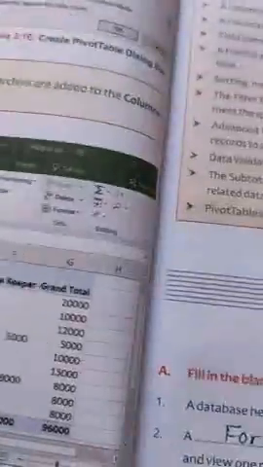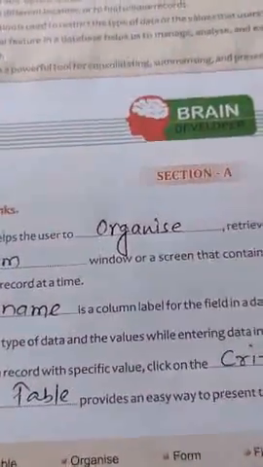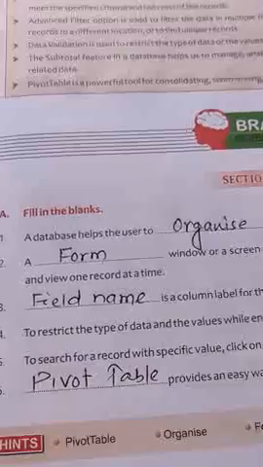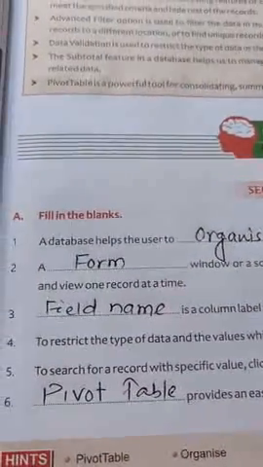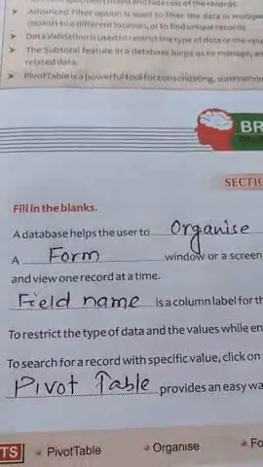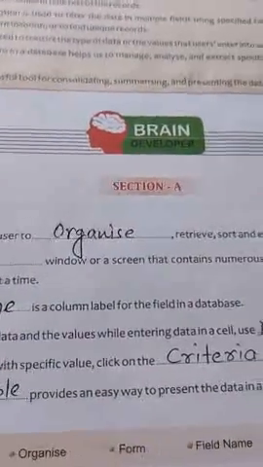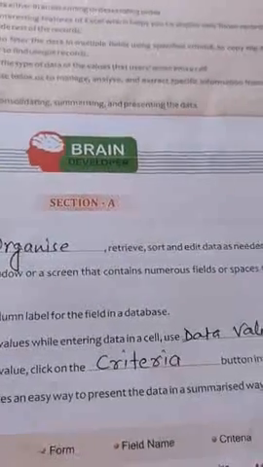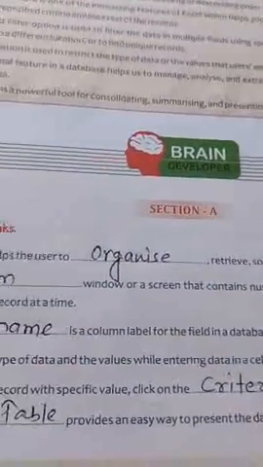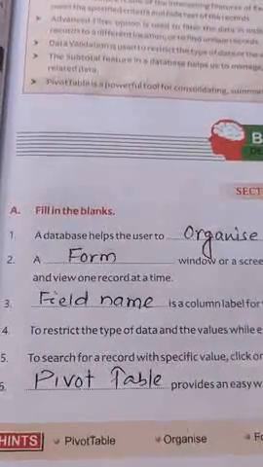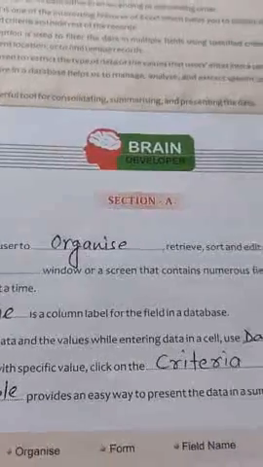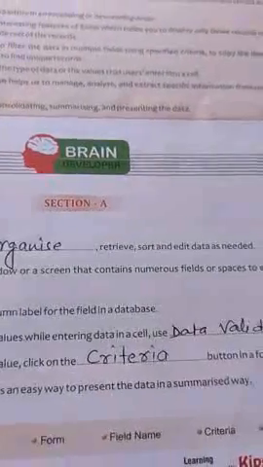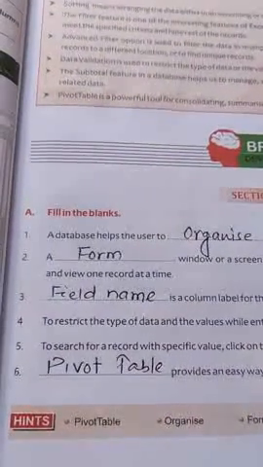And today we are going to solve the objective based questions, like the fill in the blanks of section A. First question: a database helps the user to dash, retrieve, sort and edit data as needed, that is organize. First answer is organize. Second, a dash windows or a screen that contains numerous fields or a space to enter, modify and view one record at a time.